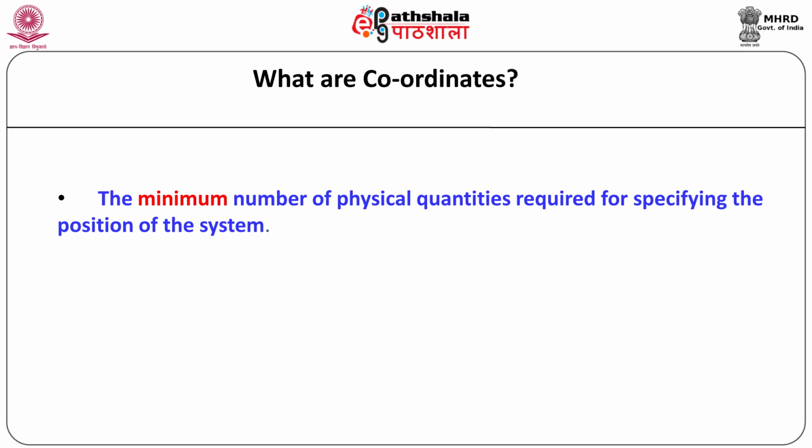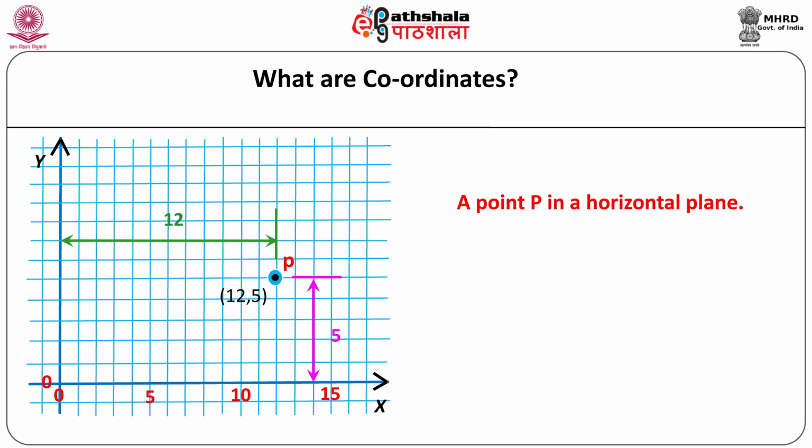The minimum number of physical quantities, remember what I am saying, the minimum number of physical quantities required for specifying the position of the system are called as coordinates of the physical system. Any real world object can be described using a coordinate system. The reference directions used are called as axes and the numerical measurements made as coordinates in that system.